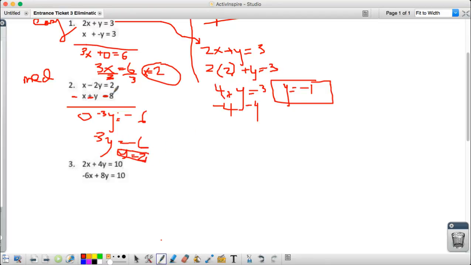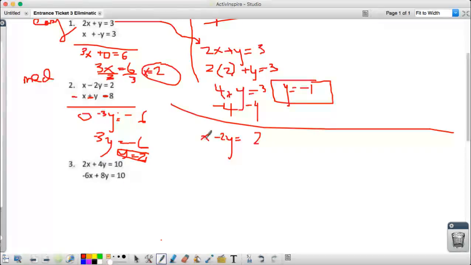Step 2, again, always just plug it back into one of the equations. x minus 2y equals 2. Please stop talking.